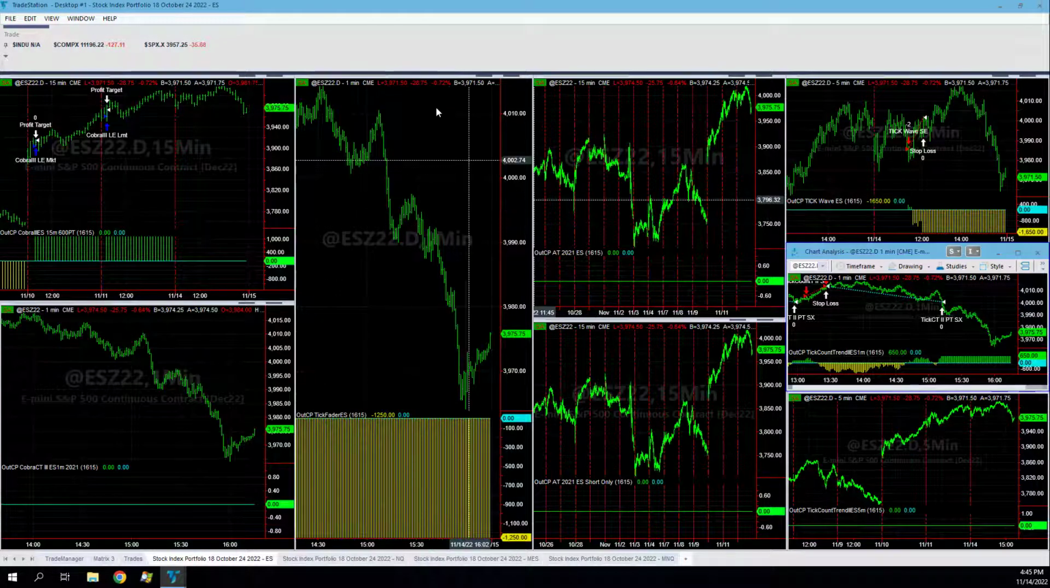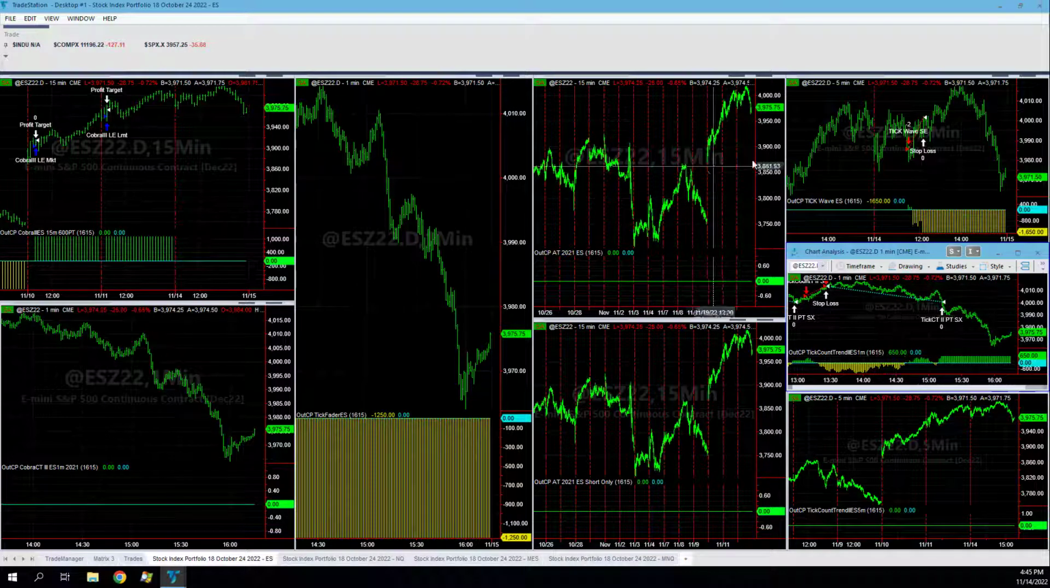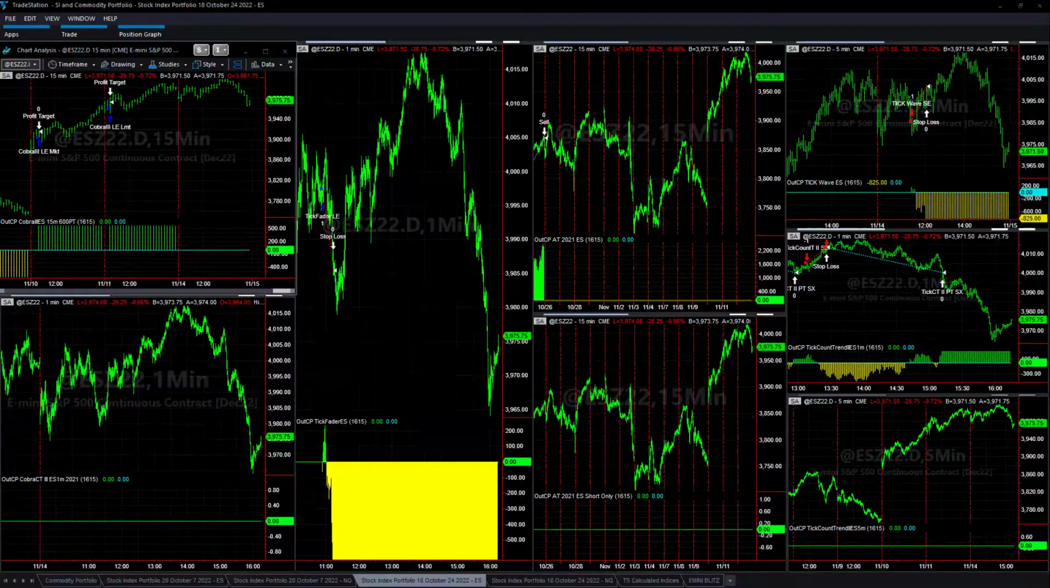You can't always trade, you don't always want to trade based on what you think is going to happen or what you feel like is going to happen, because you just don't know, and you have this diversity of strategies. And so tick count trend did well for us today.